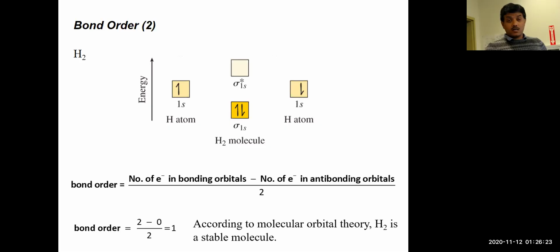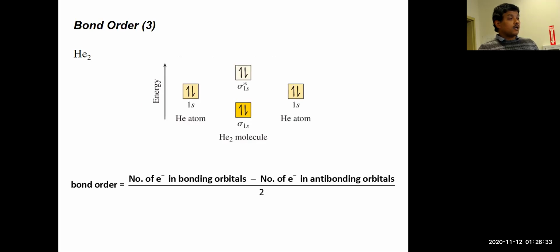You would know for sure because you were able to calculate the bond order of a molecule using the molecular orbital theory. Now let's look at another example, He2.